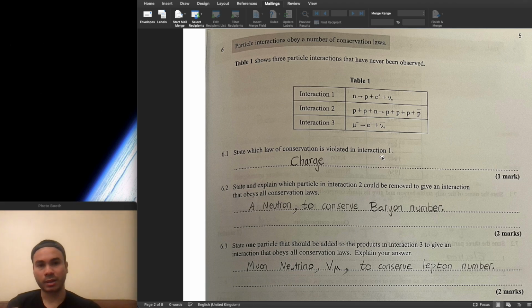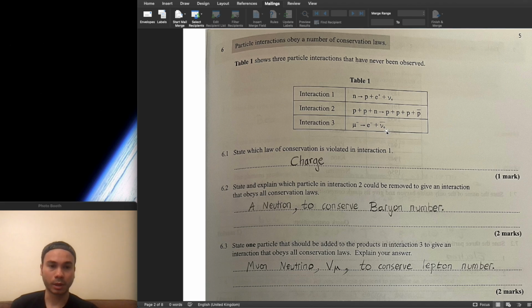Now, if you wanted to think about the electron neutrino, the reason why the electron neutrino isn't a good answer in this case is because we've already got an anti-electron neutrino, and these guys always tend to come in pairs, the anti-electron neutrino and the electron. So that's why in this case the muon neutrino is a better answer.